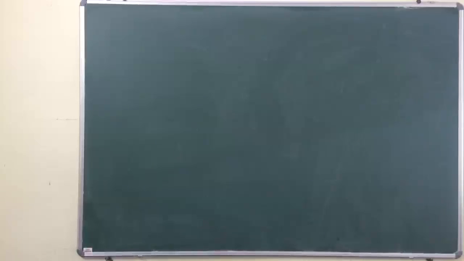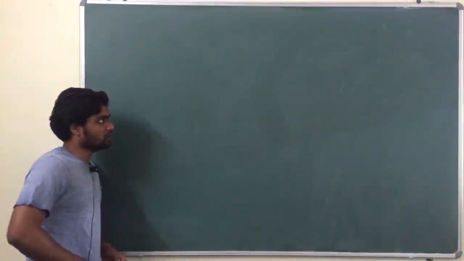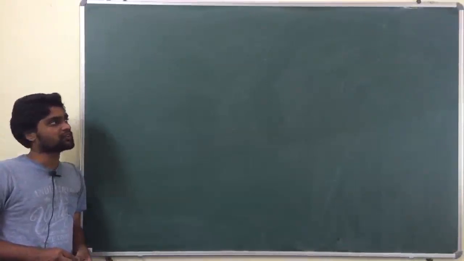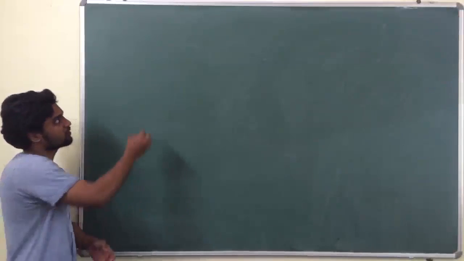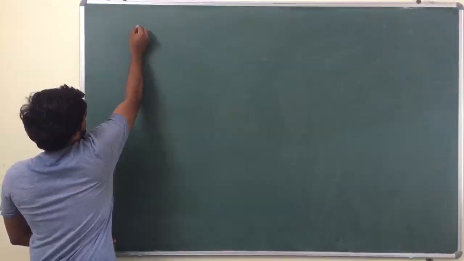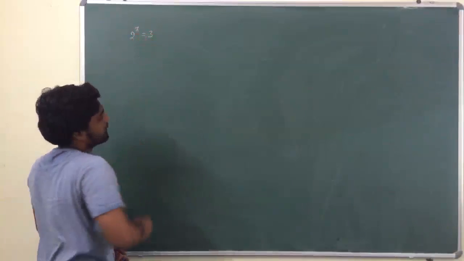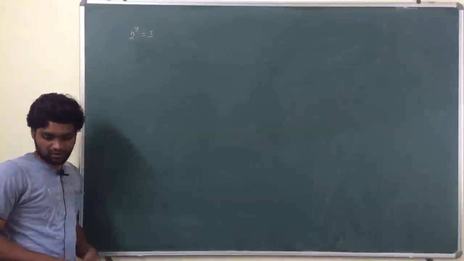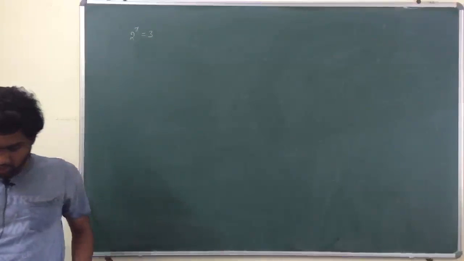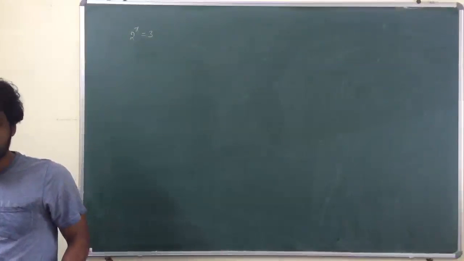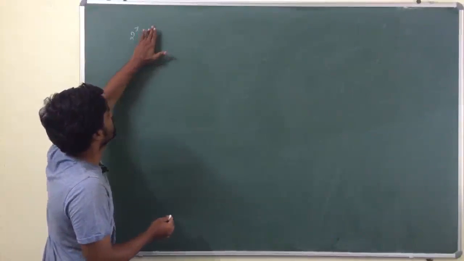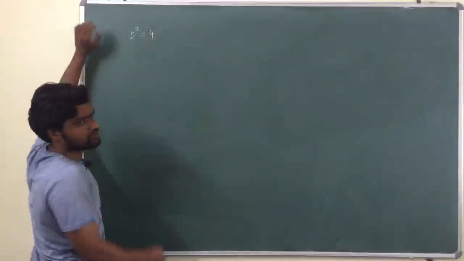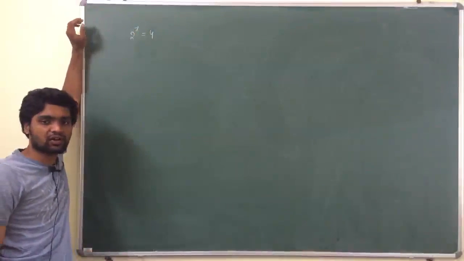Okay. So yesterday, in the previous lecture, we discussed exponential functions. At the end I gave you a question: 2 power x is equal to 3, and I asked you to solve it. This is not a regular exponential question. If the question is 2 power x is equal to 4, then there is no hesitation. The answer will be x is equal to 2.